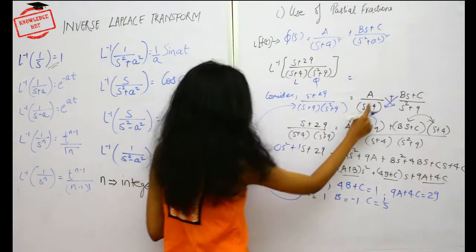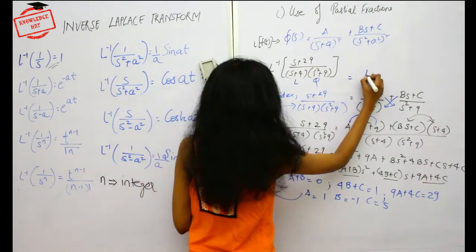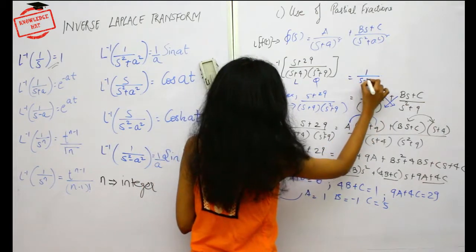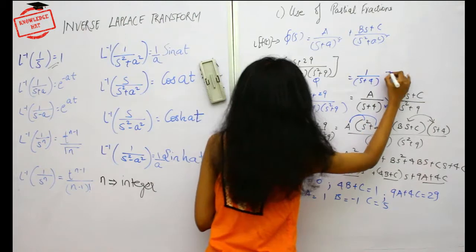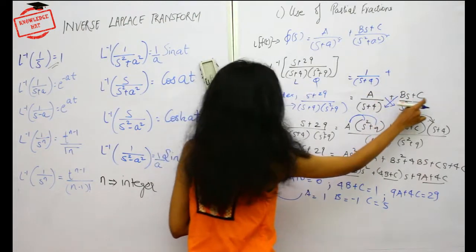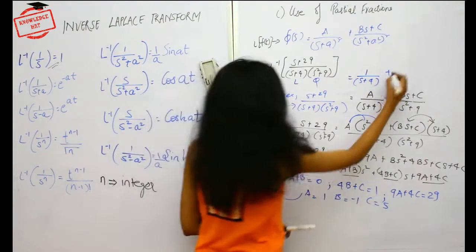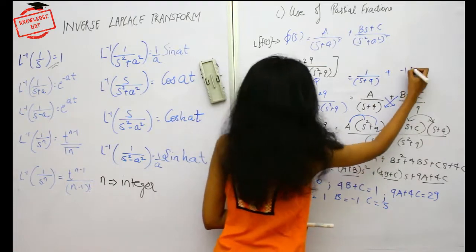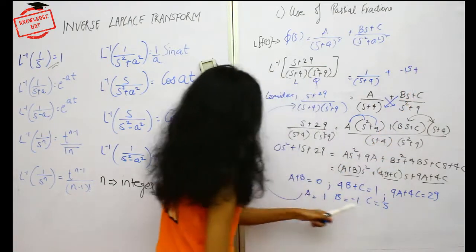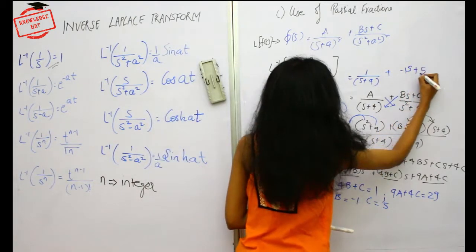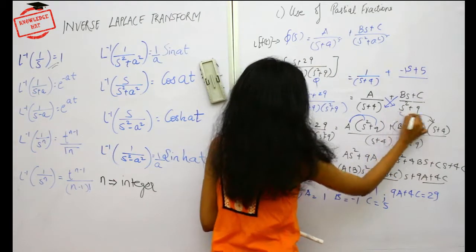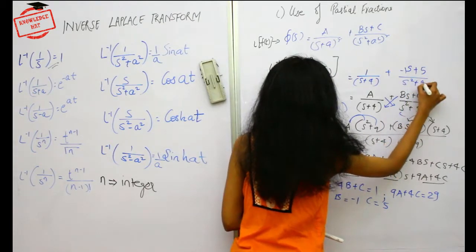So what I have, A I got as 1, so this will be 1 upon S plus 4, right? Plus B S plus C. B I got as -1 into S, right? Plus C I got as 5, so 5 upon S square plus 9, right?